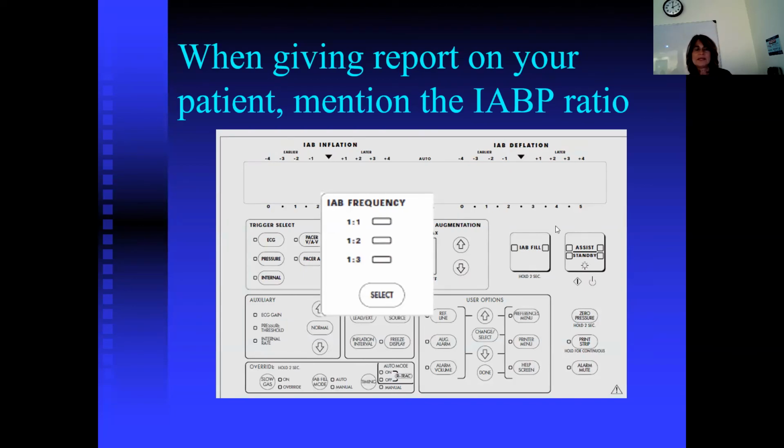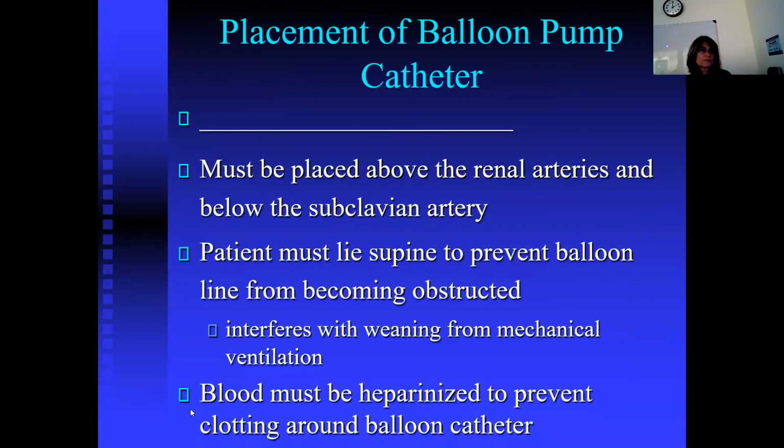So 1-to-8 means the patient's doing better and it's time to take the balloon out. Where is the balloon pump catheter placed? Do you know the answer? It's threaded up the femoral artery, and where does it sit? Descending aorta. So put that in the blank line. And the balloon has to be high enough up so it doesn't block the flow to the kidneys.